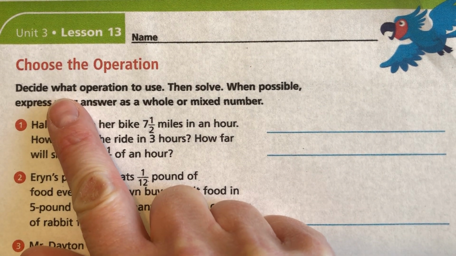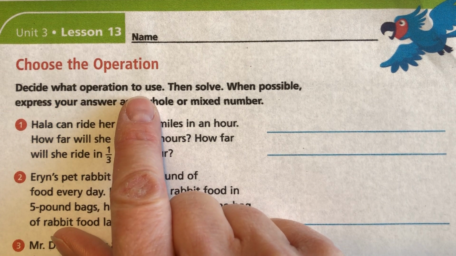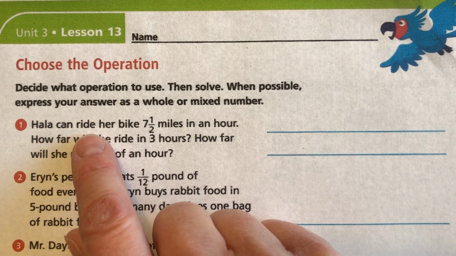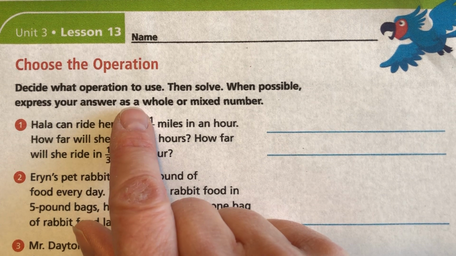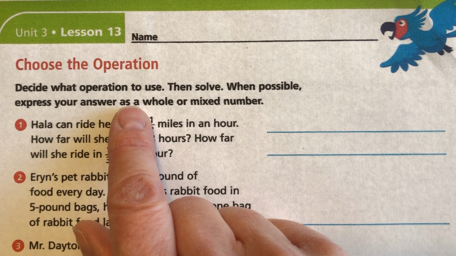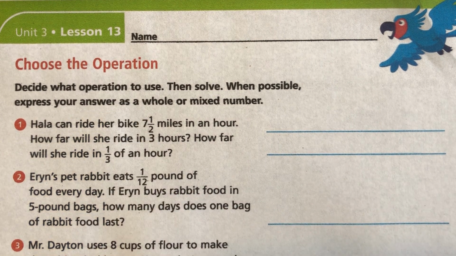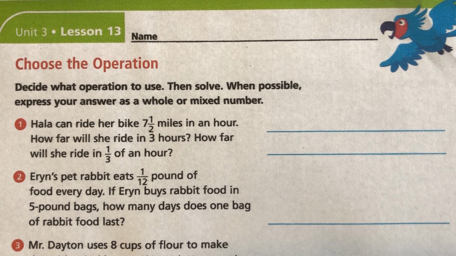It says, decide what operation to use, then solve. When possible, express your answer as a whole or mixed number. So with this, when it says decide what operation to use, it could be any of the four: addition, subtraction, multiplication, or division. And we're just gonna do this one page today.